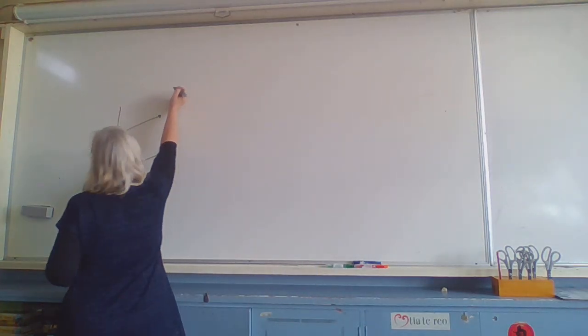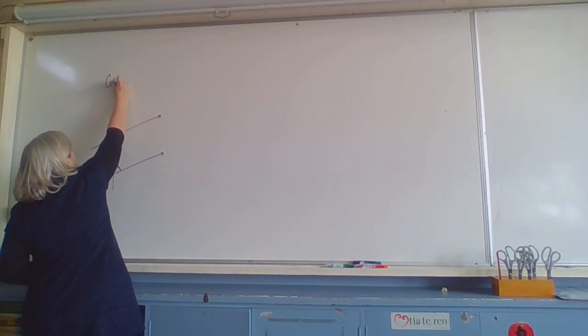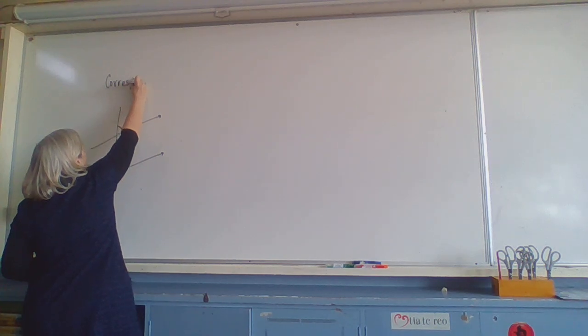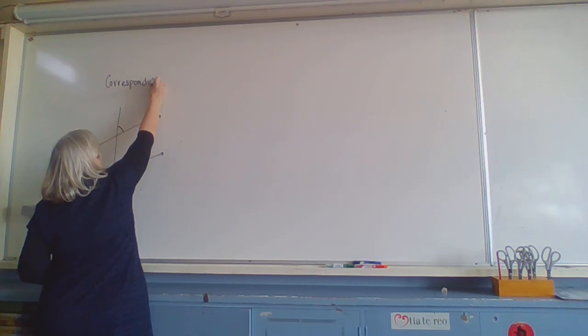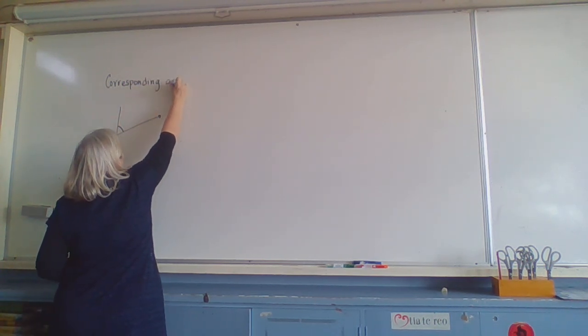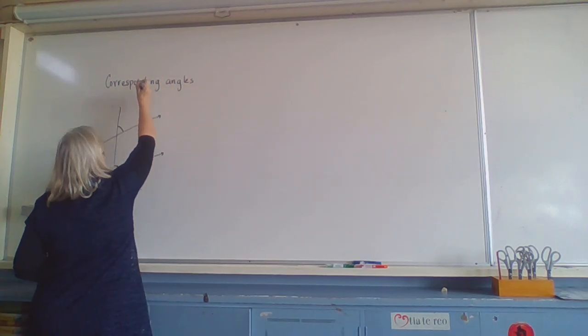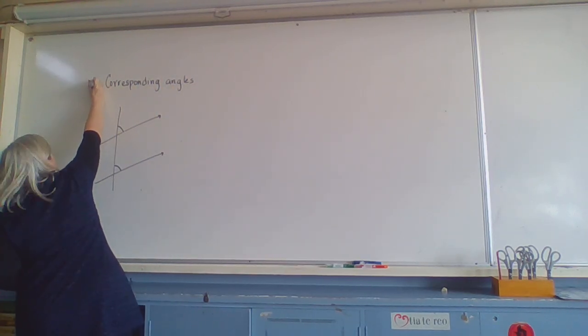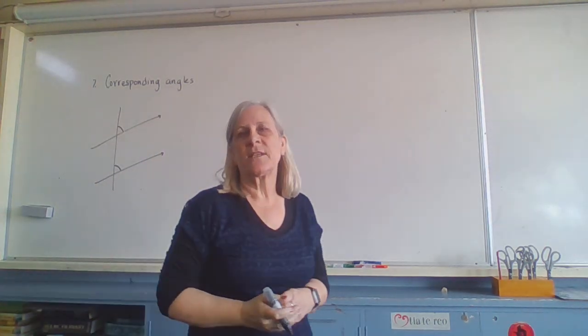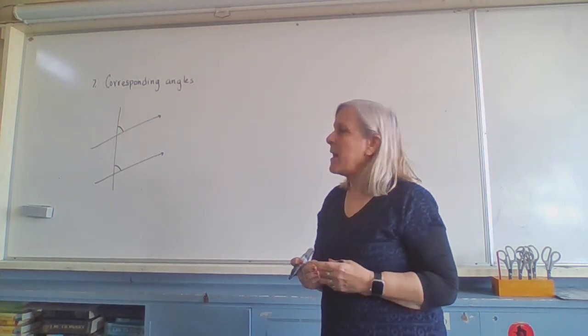So this one's heading is corresponding angles. And what number is it? 7? 5? 6? 7. Okay. So 7. This is our 7th rule about angles.